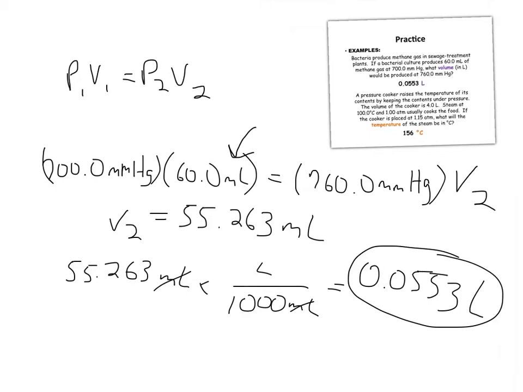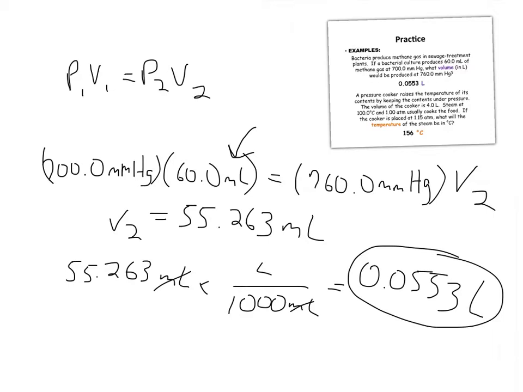Let's look at the second problem and see what is going on. It says a pressure cooker raises the temperature of its contents by keeping the contents under pressure. The volume of the cooker is 4.0 liters. Steam at 100.0 degrees Celsius and 1.00 atm usually cooks the food. If the cooker is placed at 1.15 atm, what will the temperature of the steam be in degrees Celsius?